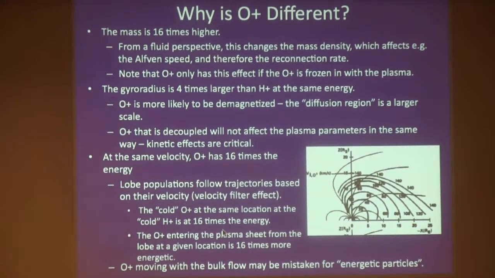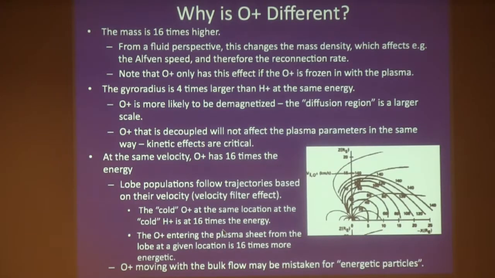So when you look at it from a fluid perspective, that means it's changing the mass density, and so that can affect the Alfvén speed. If the reconnection rate goes as the Alfvén speed, that means it can change the reconnection rate. But note that the oxygen really only has that effect if it's frozen in with the plasma, if it's part of that fluid that's oscillating.